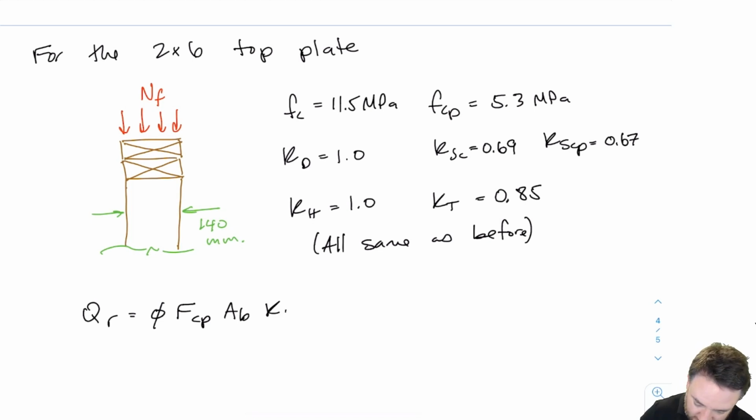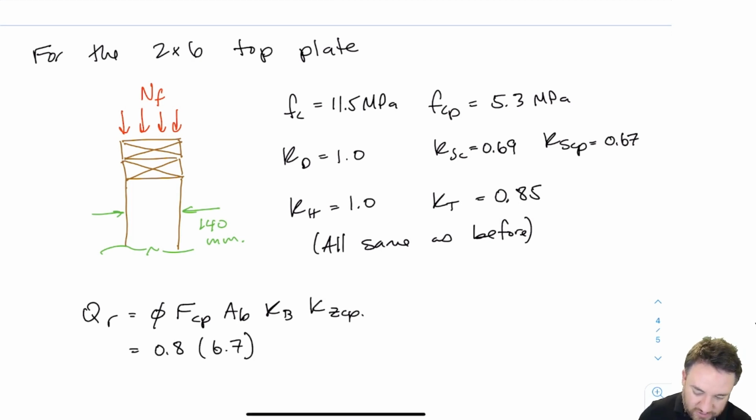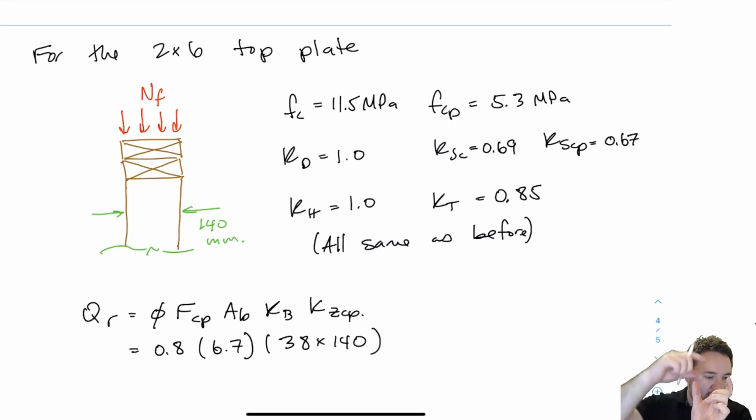AB, KB, KZCP. Okay, so we have 0.8. FCP is the same as what we had before. Okay, so I didn't actually do the calculation here. It's the same calculation as we did previously. We have 38 by 140. 140 is the width of the top plate, and 38 is the thickness of the joist that's sitting on top of it. So that's the interaction surface between the two.